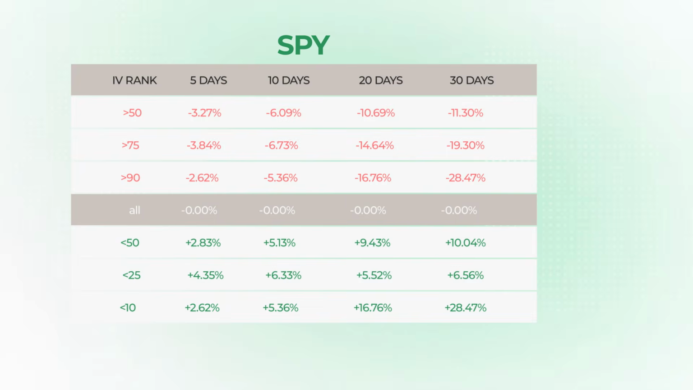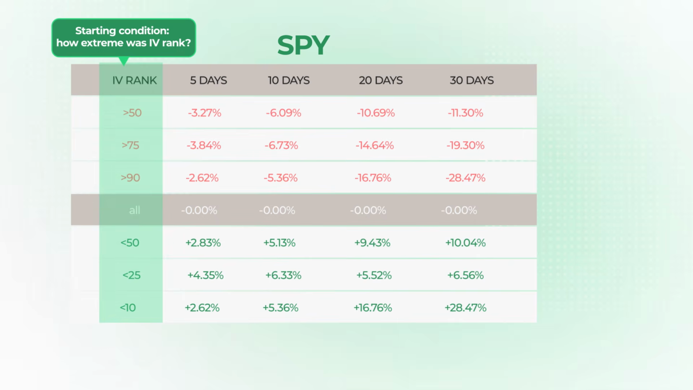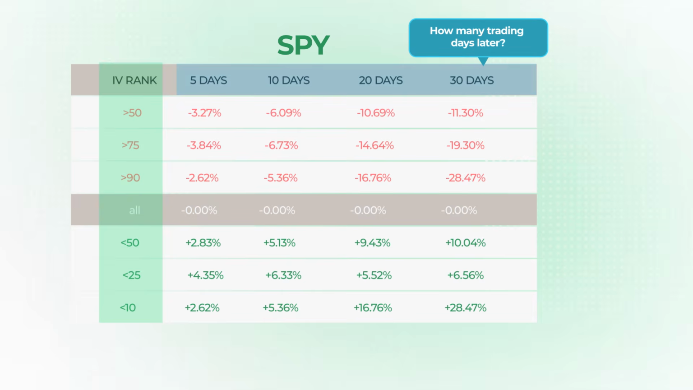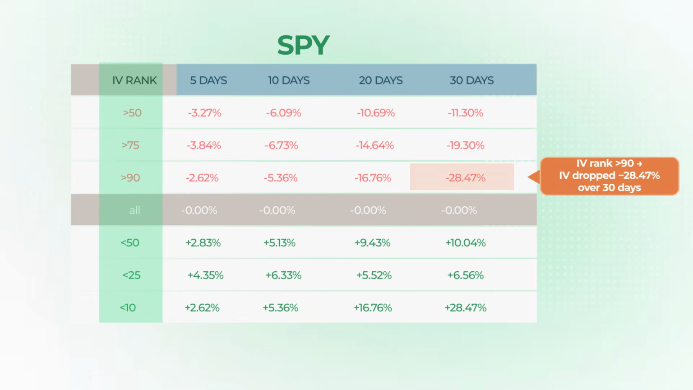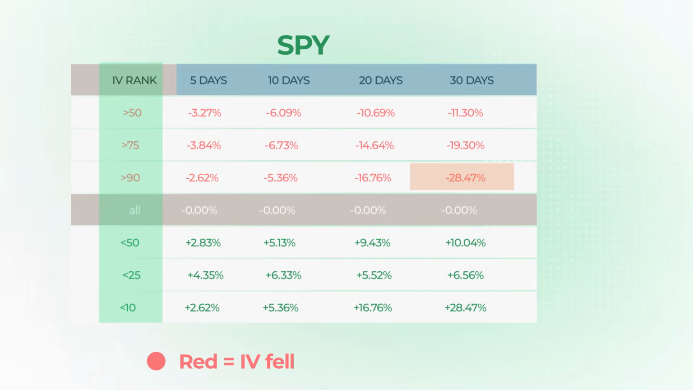Before we dig more into the numbers, let us quickly show you how to read this table. Each row is a starting condition. It tells you how extreme IV rank was when we looked. Each column is a time horizon. What happened to IV after 5, 10, 20, or 30 trading days? And the value in each cell is the average percentage change in IV from that starting point. So for example, when SPY's IV rank was above 90, implied volatility dropped an average of 28% over the following 30 trading days. Red means IV fell. Green means it rose. Now you know how to read every table in this video.